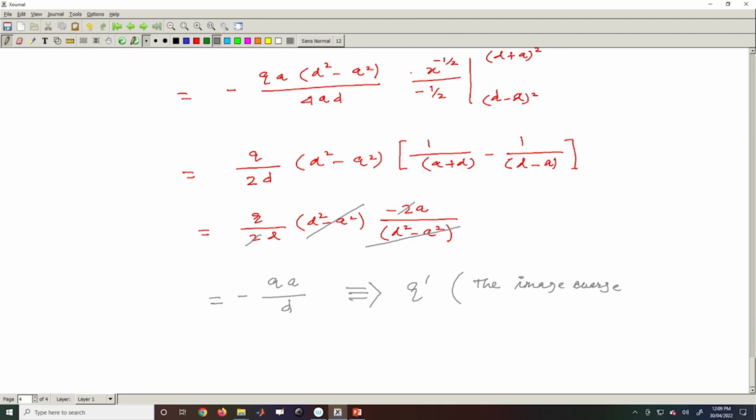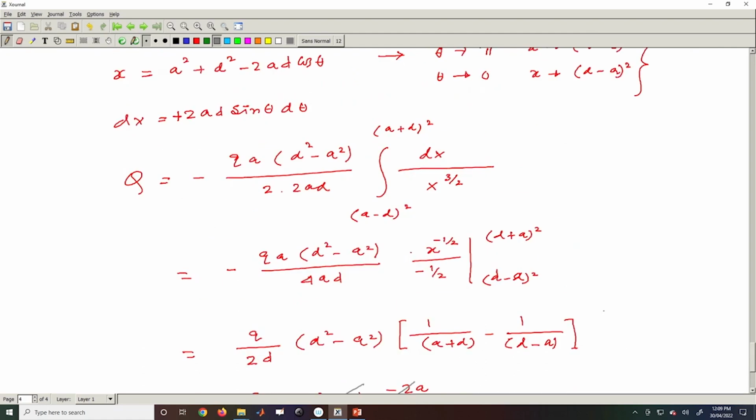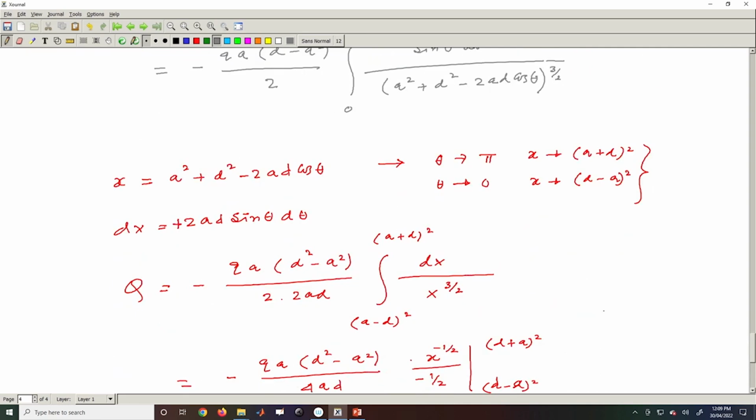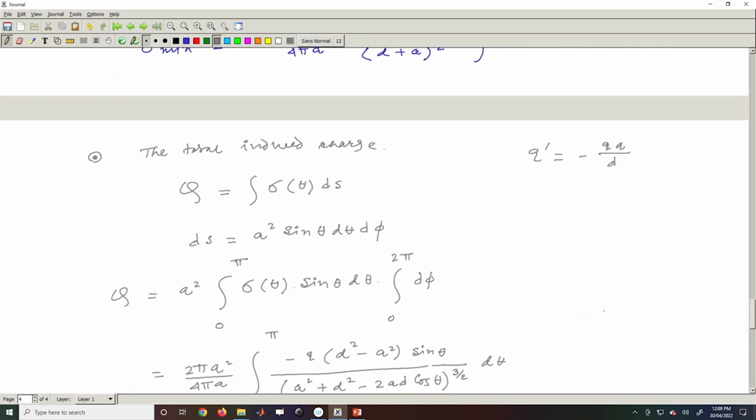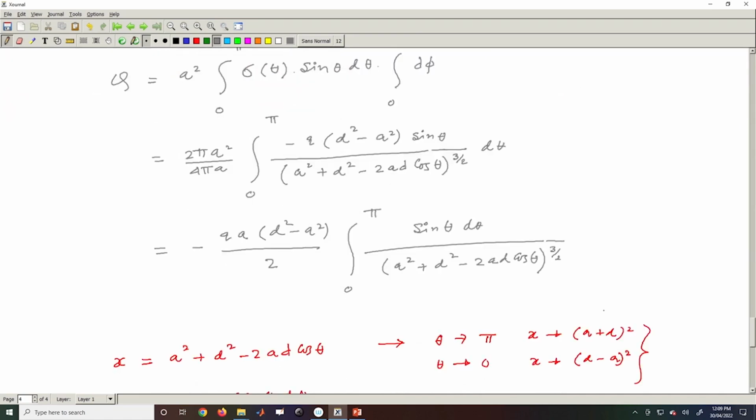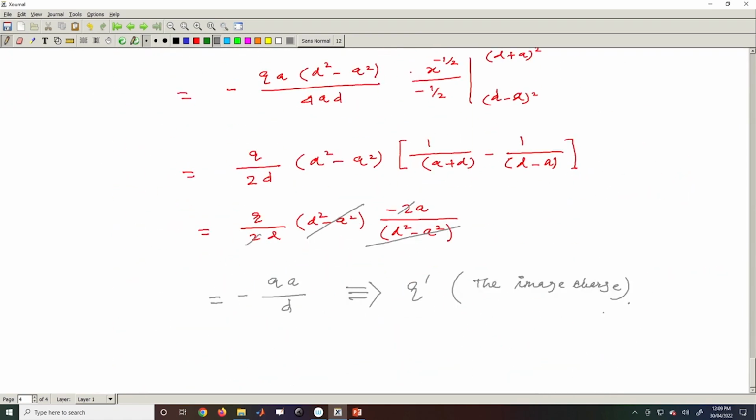So we cross verify that the image charge can be calculated from the potential with this direct calculation. It is a lengthy calculation, but just to show whether the procedure you are following is proper or not.